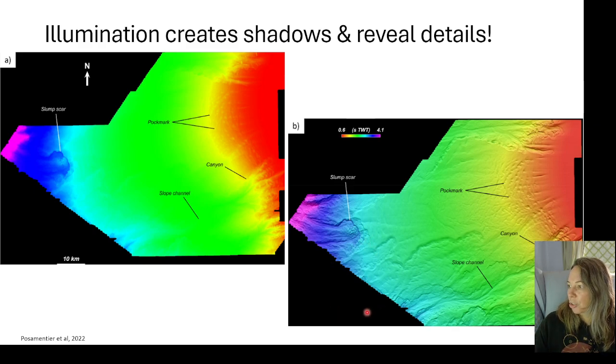So you see a lot more details of the slump scar. You could see more slump scars up here, closer to the shelf. You can see the wide proliferation of the pockmarks and just a lot more details of the canyon systems.